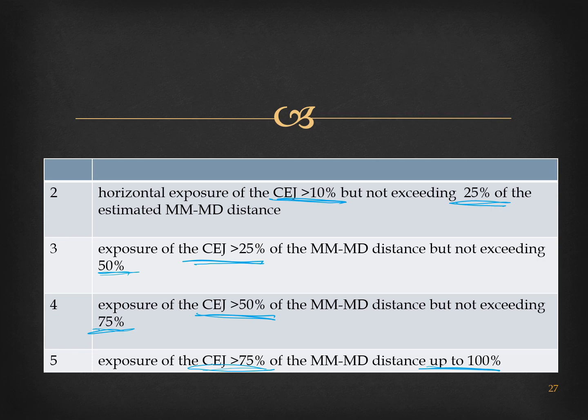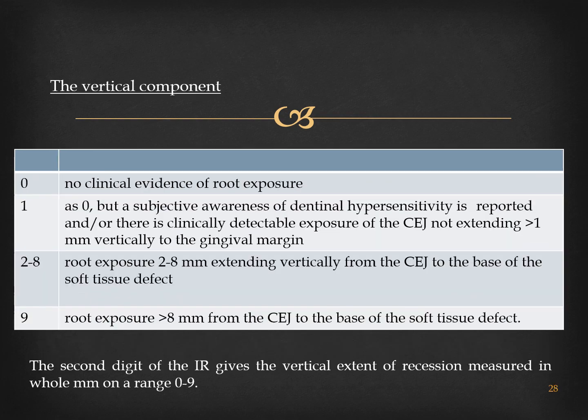This is about the horizontal component of the defect on the basis of the CJ exposure from mesial to distal direction. Second is the vertical component. Now the vertical component means the distance between the CJ and the gingival margin.